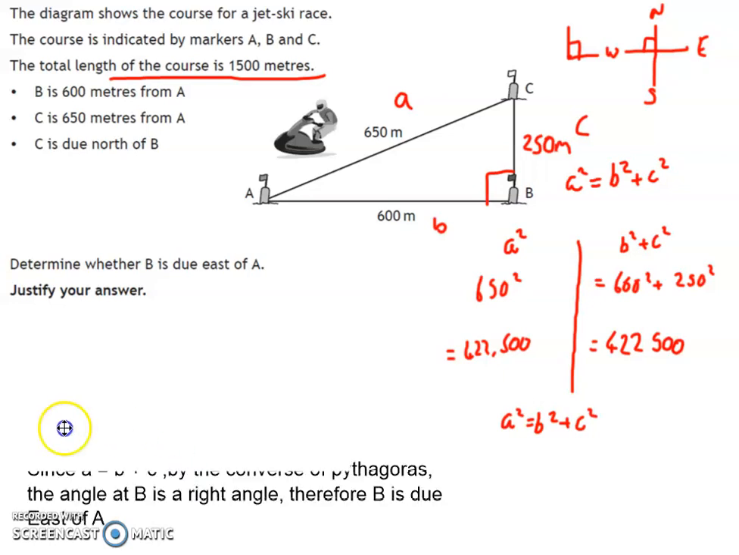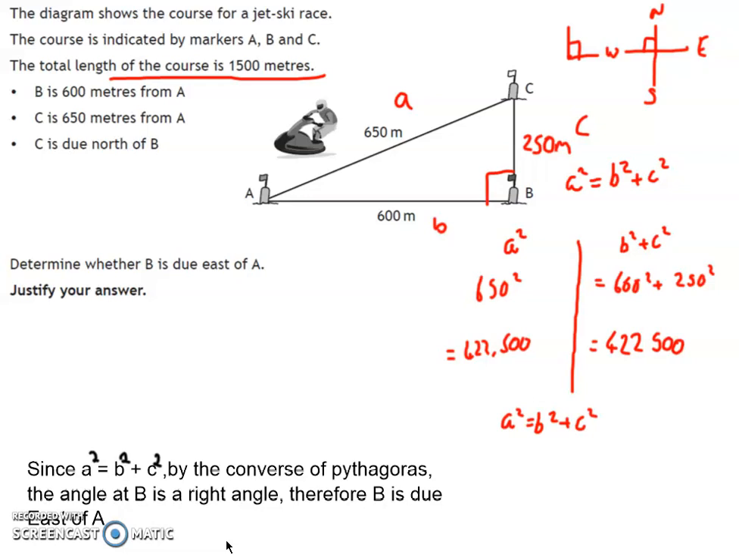So we need a statement along the lines of since A squared equals B squared plus C squared, by the converse of Pythagoras, the angle at B is a right angle, therefore B is due east of A. Something along those lines communicates the answer perfectly clear. It tells them what we've done, what we've proven, and how that relates to the scenario. We have to include something like that.